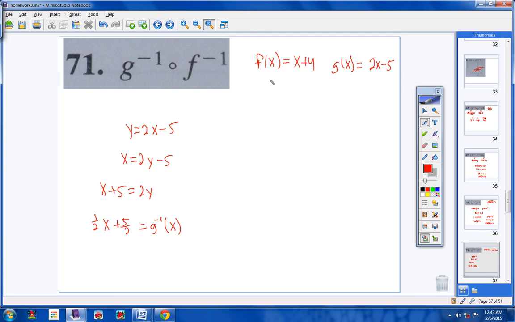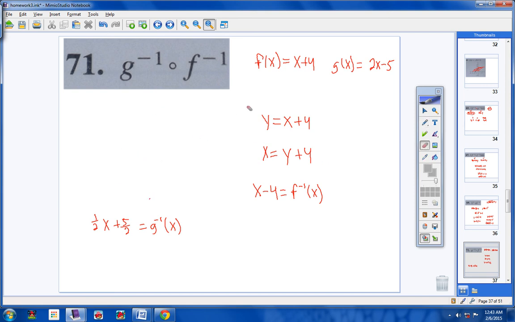Now take your f function, okay, and I've got y equals x plus 4. Where the y is, I'll put an x, and where the x is, I'll put a y. Bring the 4 over, make it negative. x minus 4 equals y. But instead of putting y there, I'm going to put f inverse, okay? So there's the f inverse. So I took my f function, found the inverse, took my g function, found the inverse. Got it?